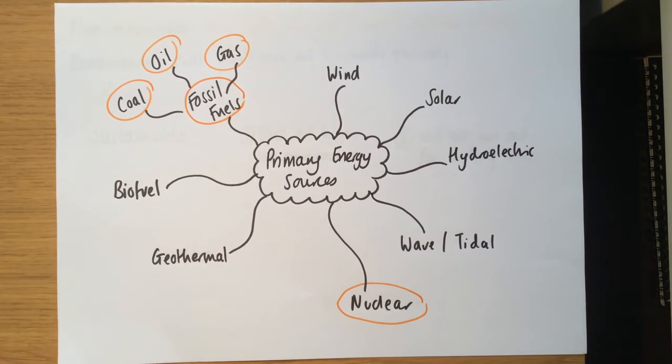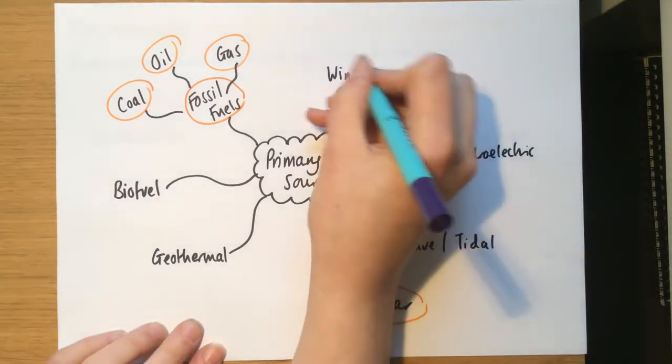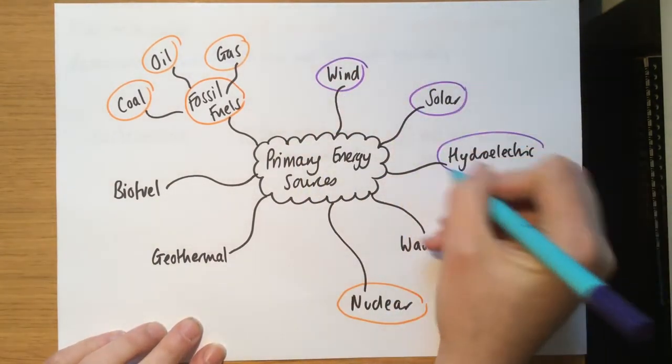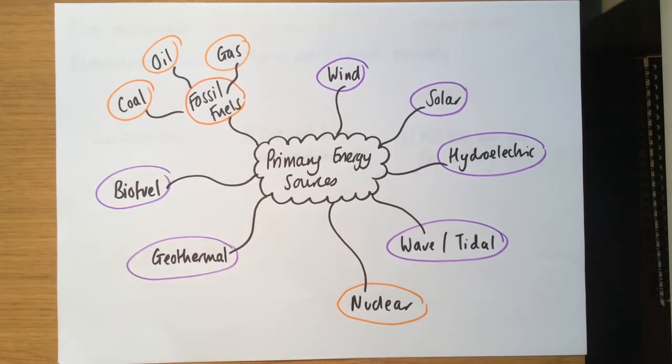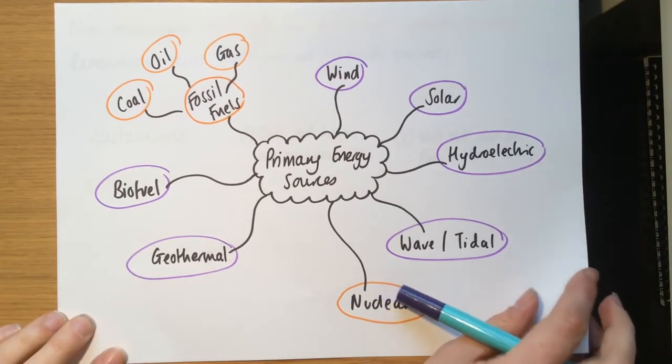Everything else on that board is renewable. So I used purple for that, I think. So all of these, wind power, solar power, hydroelectric, wave and tidal, geothermal and biofuels, they're all renewable energy sources. They're not going to run out until the world is over and the sun has kind of exploded and we all die. It's a lovely thought. But we've got billions and billions of years worth of it. Okay, they're not going to run out. We can use them for as much as we like and don't have to worry about renewing them.